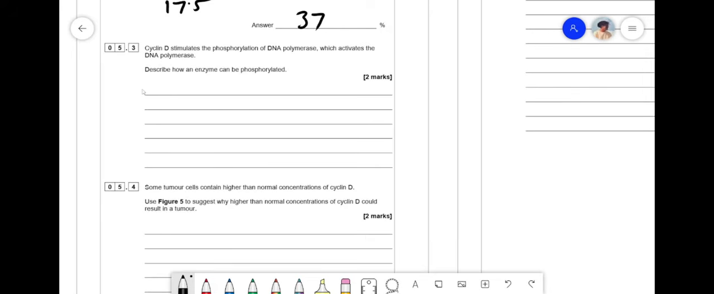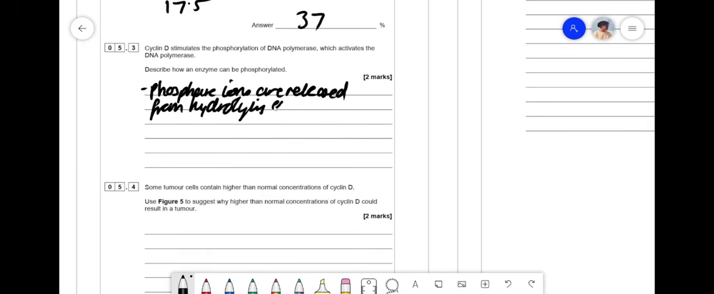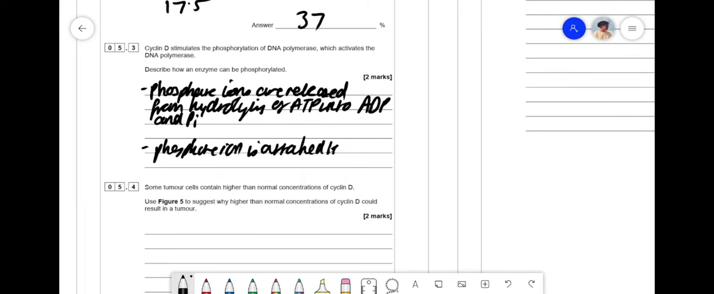So phosphate ions are released from the hydrolysis of ATP into ADP and Pi. And then the phosphate ion is attached to the enzyme. That's pretty much it.